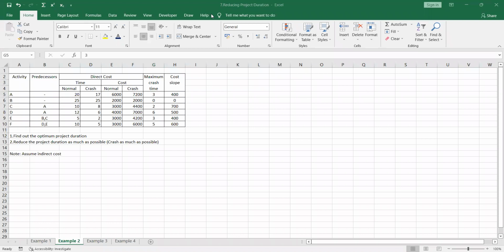So after calculating this maximum crash time and cost slope, please let me know.